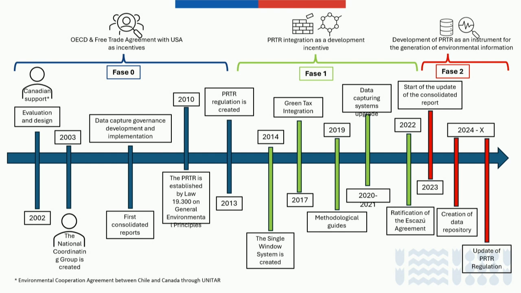We have identified in this timeline 3 different phases. The first phase, which we call phase 0, involves the establishment of the regulatory and governance framework that was made possible through the international support from UNITAR and Canada. The following phase, phase 1, is characterized by operational improvement, notably the integration of the data collection into a single window system and the use of the PRTR data to support the implementation of the green taxation in Chile. Currently, we are visualizing the entrance into a new phase, phase 2. The major projects relating to phase 2 are in line with updating the PRTR regulation and advancing information technologies to enhance our work to meet the requirements set forth by the Escazú Agreement.